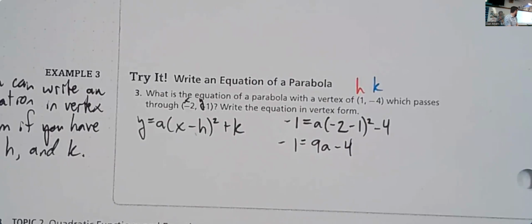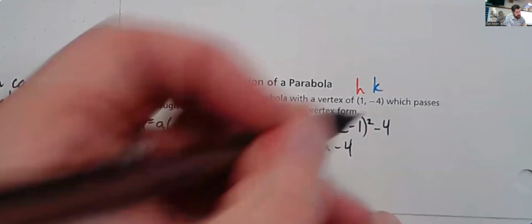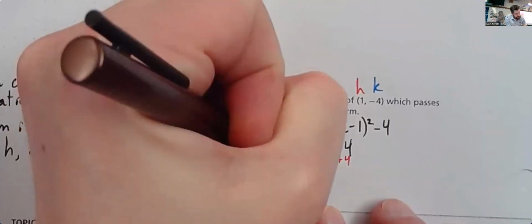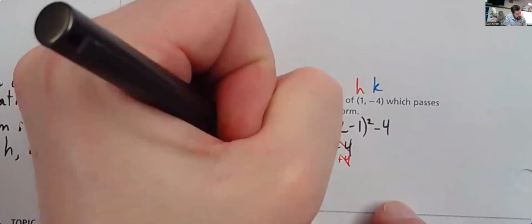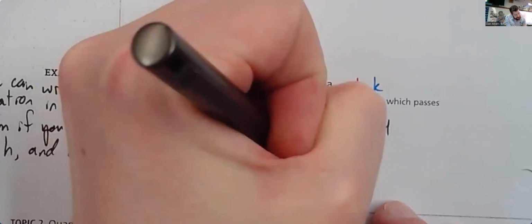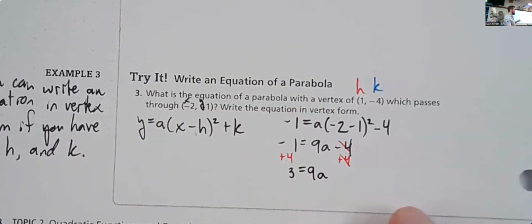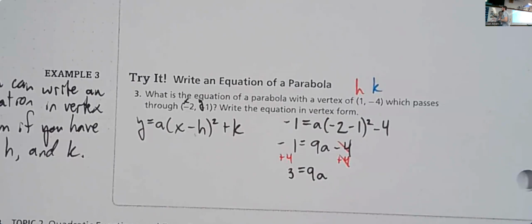A times 9 is 9A, right? Now we got to solve for A here. So what's next? Plus 4 to each side, yeah. Add 4 to each side. What's -1 plus 4? 3. So 3 equals 9A. How do we get A by itself? Divide by 9.